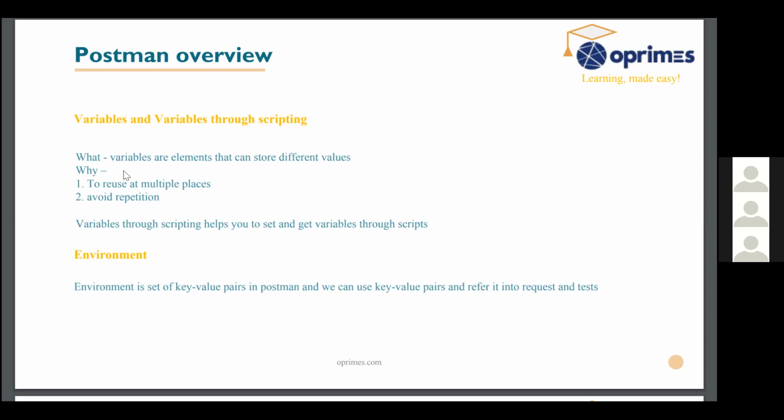Instead of using the same thing, we can create it, assign it to a variable name, and use that name at multiple places. We can avoid repetitions. Environment is set for key and values, like which environment you want to work in, such as a test environment, staging environment, or QA environment. You can set that with the help of environment in the Postman tool.